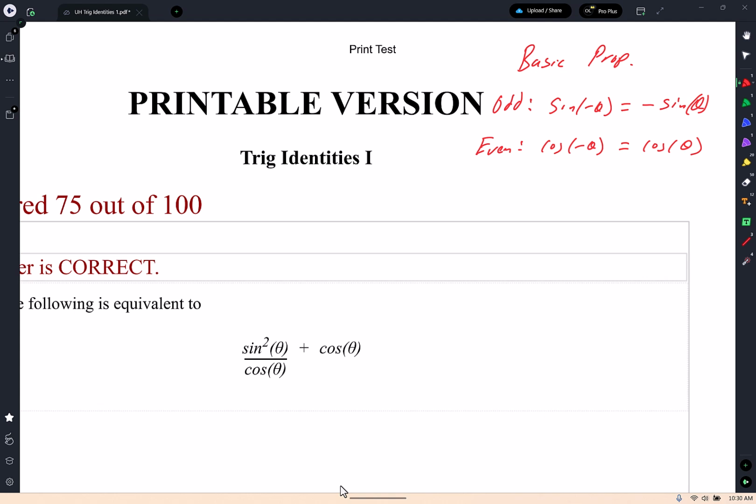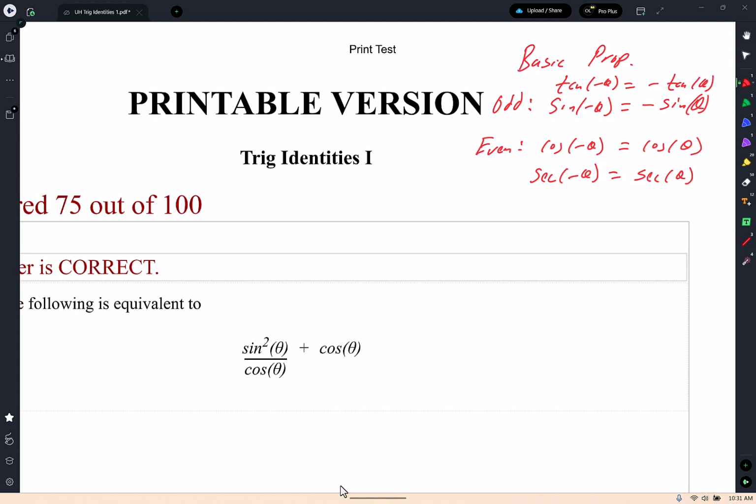And of course, the reciprocals are the same. The reciprocal of cosine is secant, so secant of negative theta is the same thing as secant of theta. The same thing happens with odd. Sine is odd. What else is odd? Tan is odd, so tan of negative theta is equal to negative tan of theta.